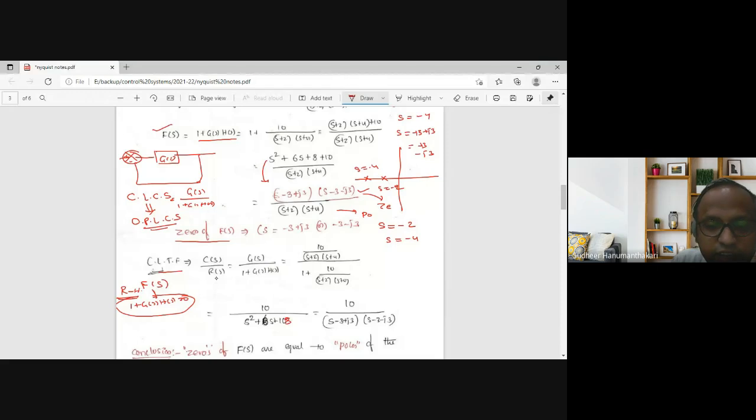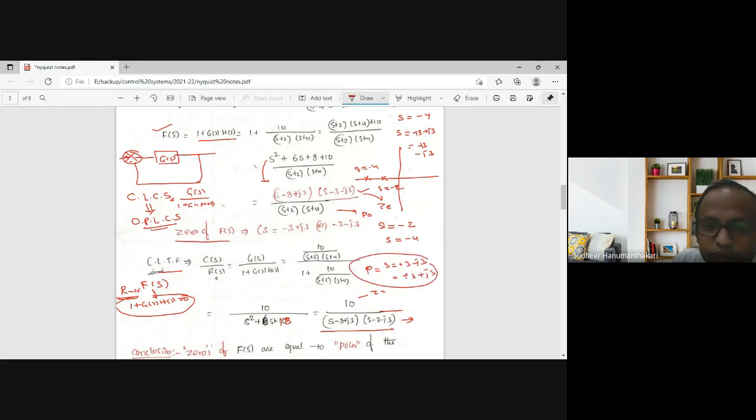I think I have written it wrong here. 18, right? 8 plus 10, 18. So if you find the roots of this equation, they are s = -3 + j3 and s = -3 - j3. What are the zeros of this closed loop transfer function? No zeros. What are the poles? There are two poles. One is located at -3 - j3. Another is at -3 + j3.